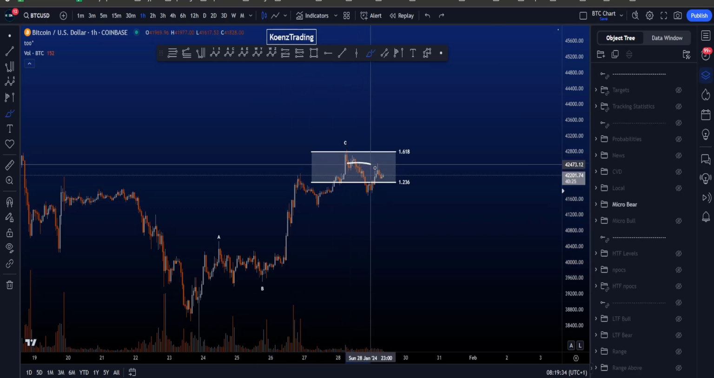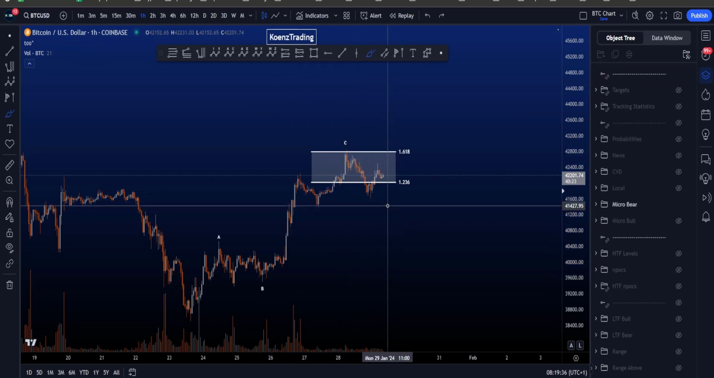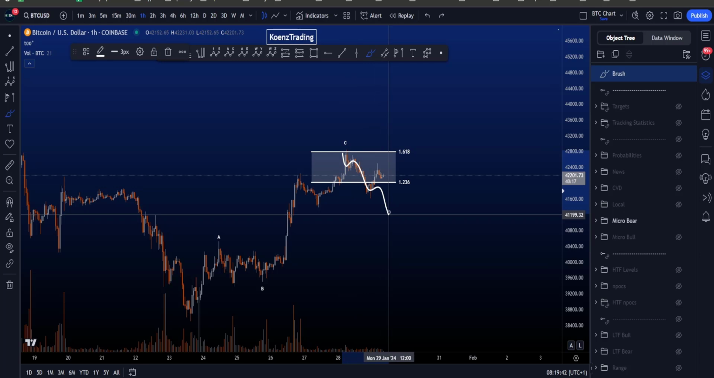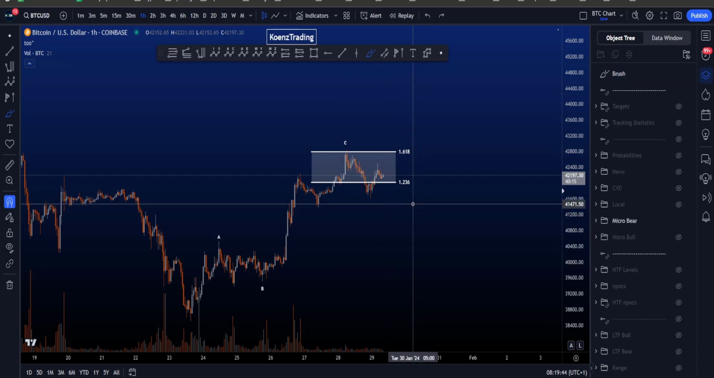Now, after this wave C, we then want to see price moving towards the downside, preferably that starts with an impulsive structure, 1, 2, 3, 4, and a 5-wave move, correction and continuation.